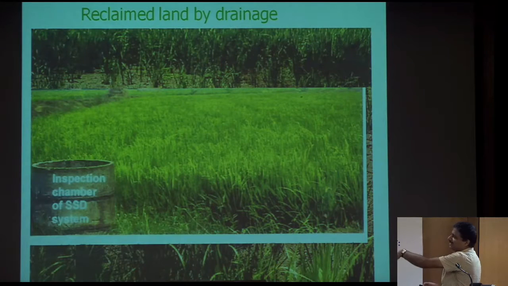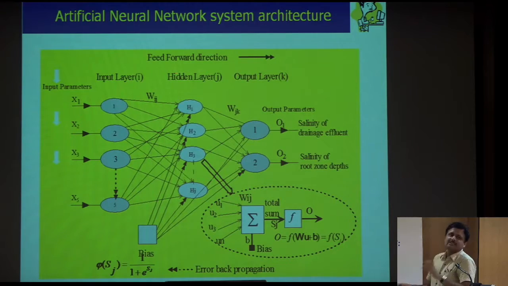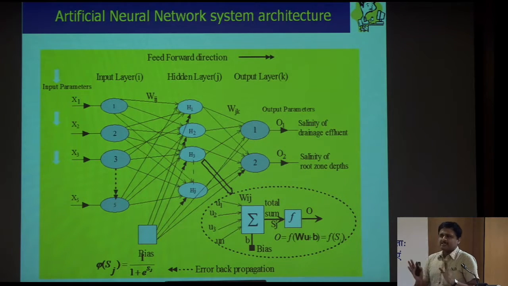And there, after the reclamation of the land, this is the standing crop in the field. And then this is the concept we used, and we compared with a very good process-based model, SALTMOD, developed by Wageningen University. I want to mention that the ANN is a black box model, and we cannot always tell that ANN is better than a process-based model.